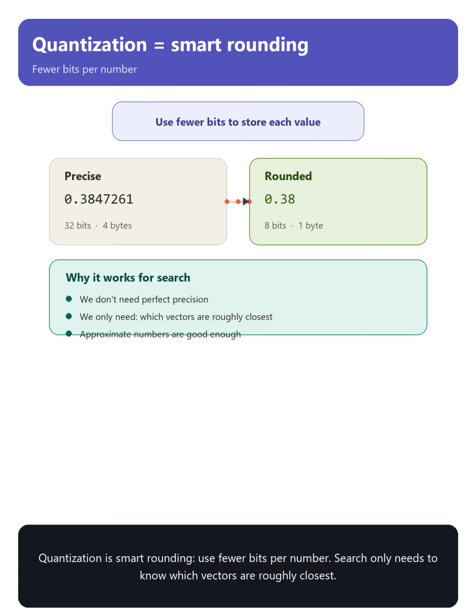Quantization simply means using fewer bits to store each number. Think of it like rounding. Instead of saving a precise value like 0.3847, we snap it to the nearest value on a much coarser scale. We lose a little detail, but we save a lot of space. The clever part is that for search, we usually do not need perfect precision. We just need to know which vectors are roughly closest, and approximate numbers are good enough for that.